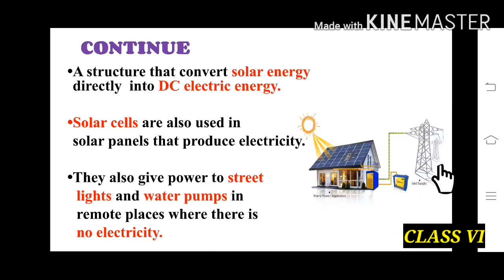So in this picture we can see that electricity is being supplied from the grid to the house appliances and also from the solar panel to the house appliances.